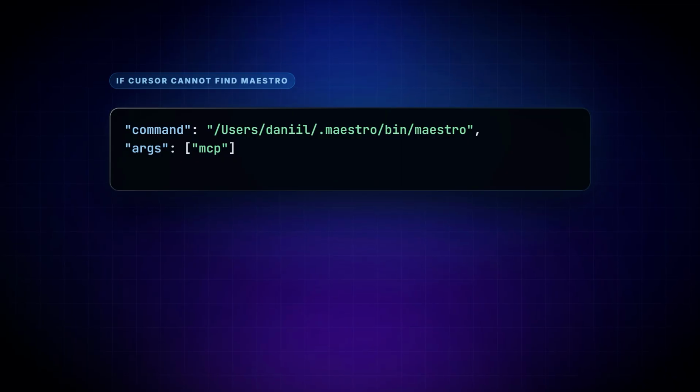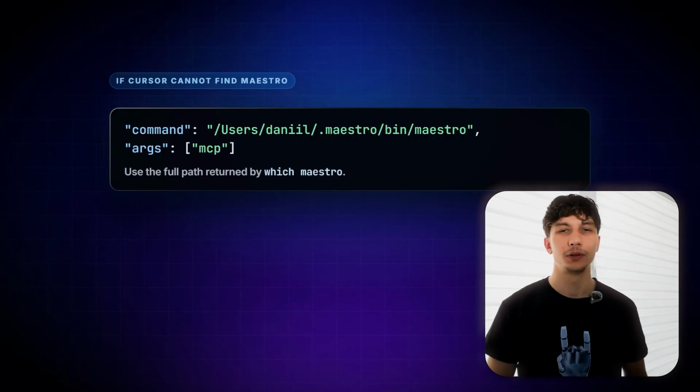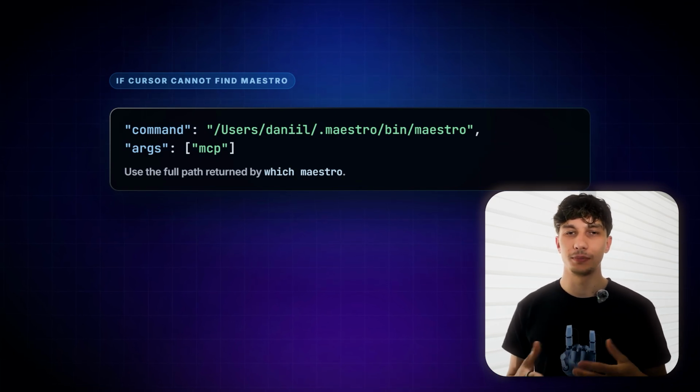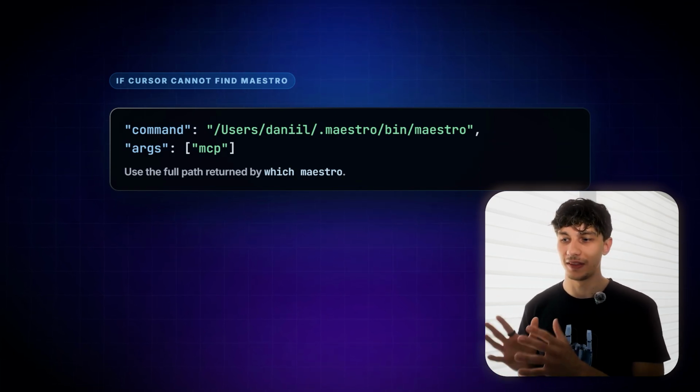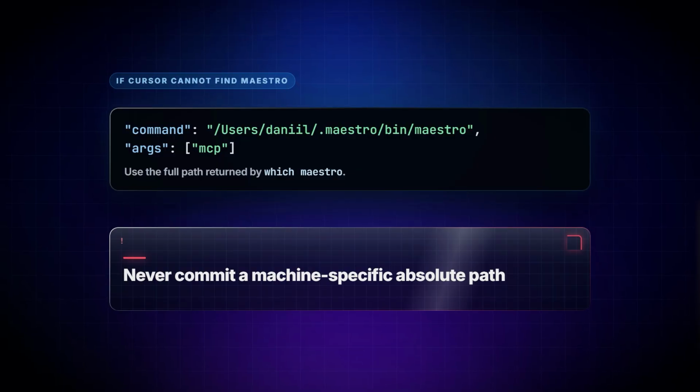If Cursor cannot find the Maestro command, replace it with the full executable path returned by which Maestro. Just remember that a machine-specific absolute path should normally not be committed into a shared repository configuration.